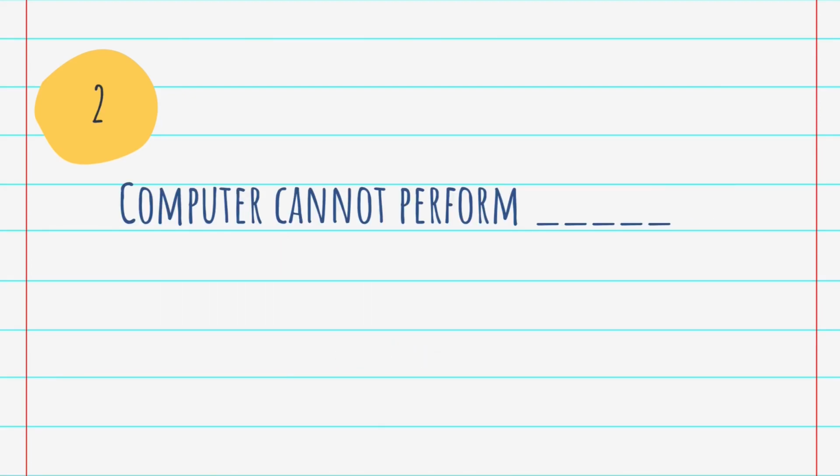Question number 2 is, computer cannot perform. Answer is thinking. A computer can perform inputting, processing and controlling, but it can't perform thinking, or we can say understanding, as it has no brain. It can't learn from its previous experiences.